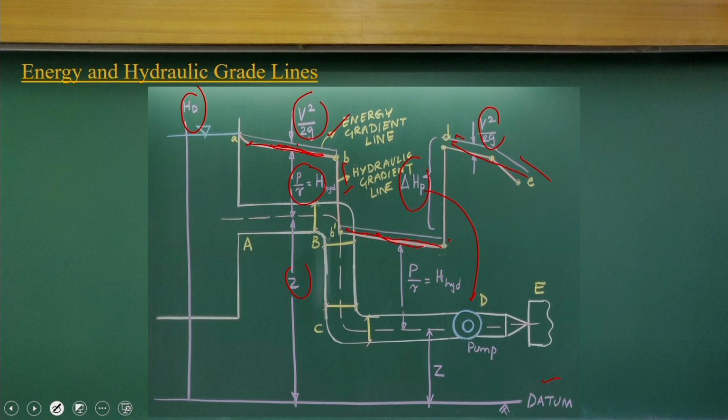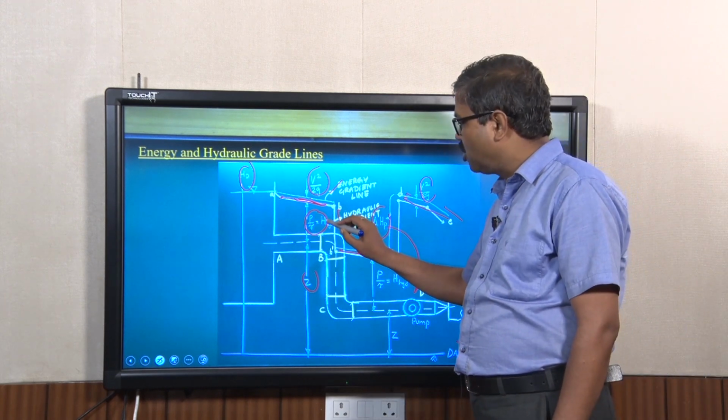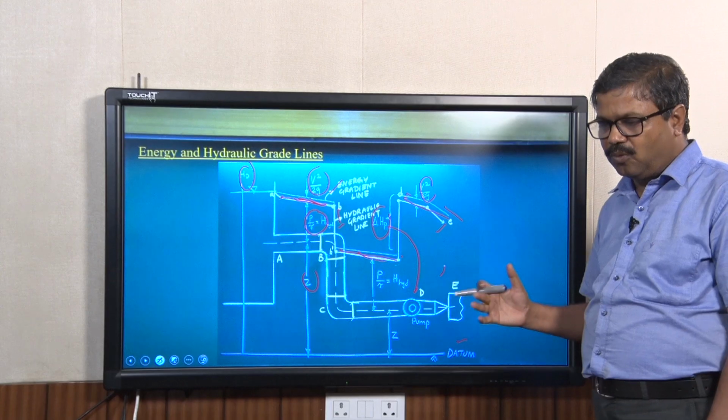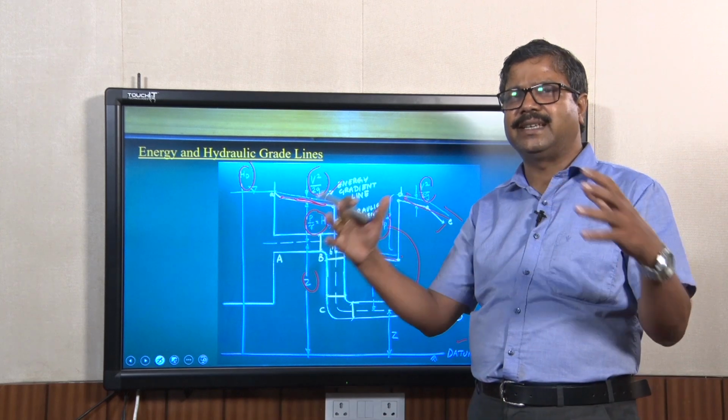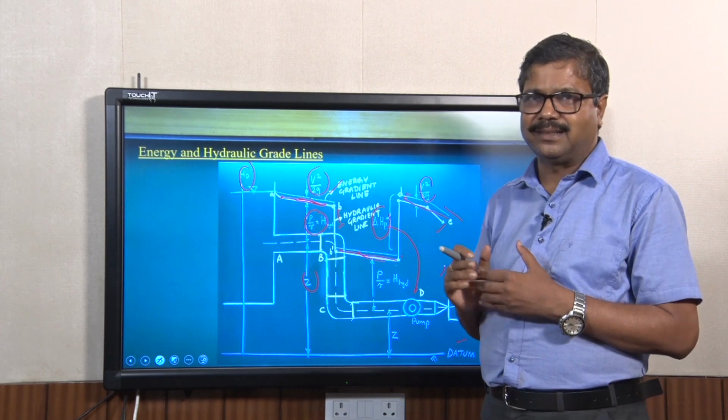For any pipe flow system, you can sketch tentatively what the energy gradient line and the hydraulic gradient line are. These energy and hydraulic gradient lines tell us how the flow patterns are happening, how much velocity the flow has, and how much energy is available at different points. So we try to understand how to sketch the energy gradient line and the hydraulic gradient line.